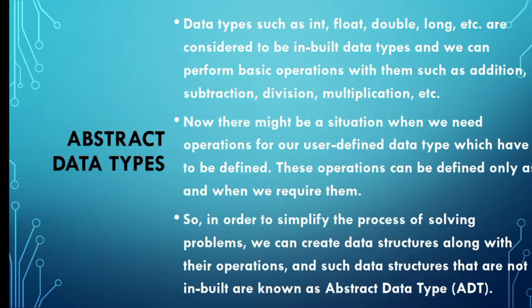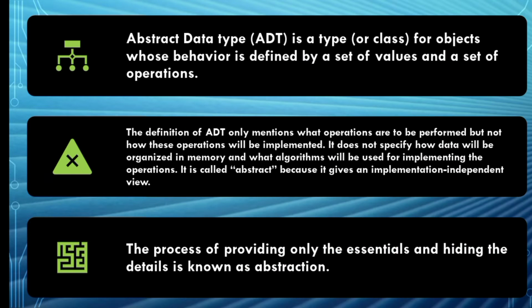So, in order to simplify the process of solving problems, we can create data structures along with their operations. And such data structures that are not inbuilt are known as abstract data types, in short, ADT. Abstract data type is a type or class for objects whose behavior is defined by a set of values and a set of operations.